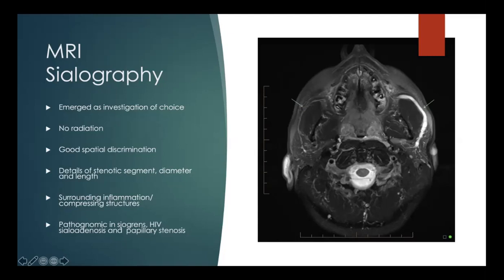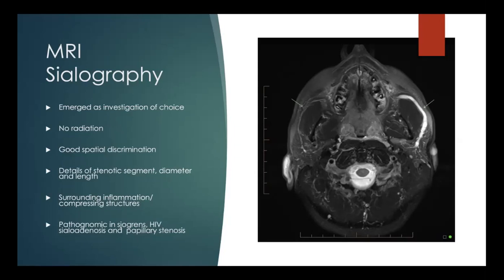In addition, you also get information about your surrounding inflammation or problems or compressing tumors which are present extraductally. And it is virtually pathognomonic in Sjogren's and HIV sialadenosis. Now, additionally, it is invaluable in diagnosing papillary stenosis.